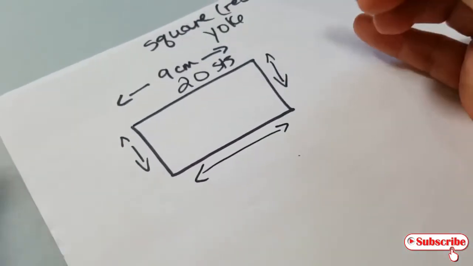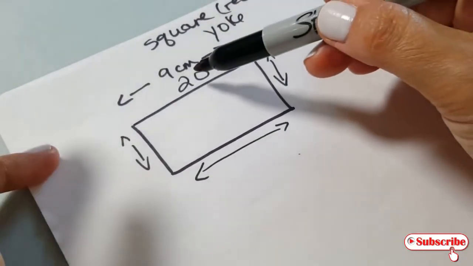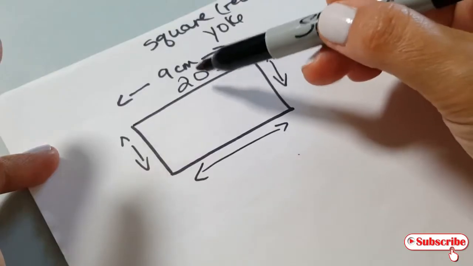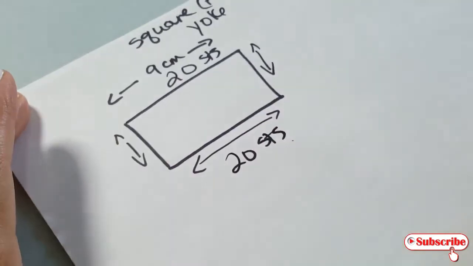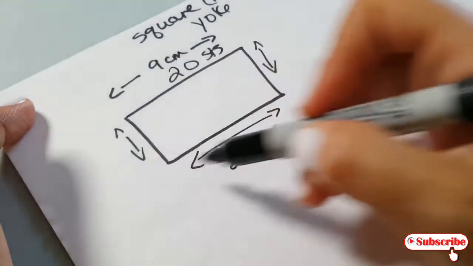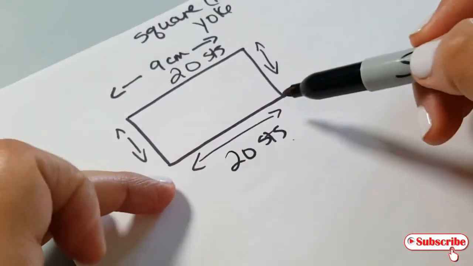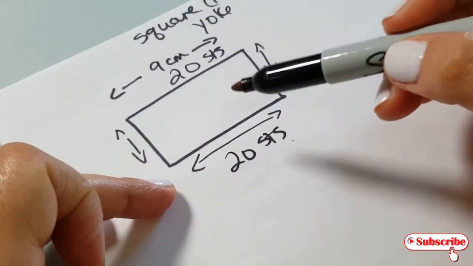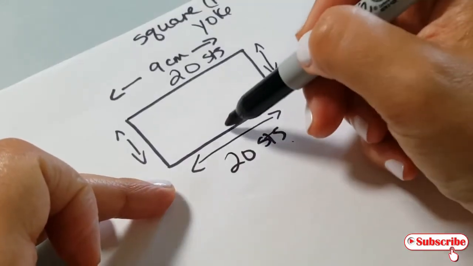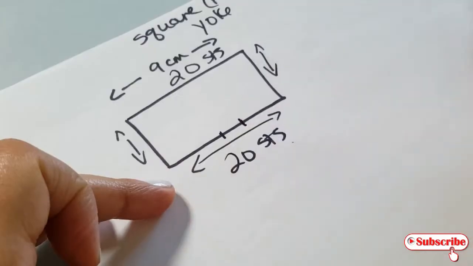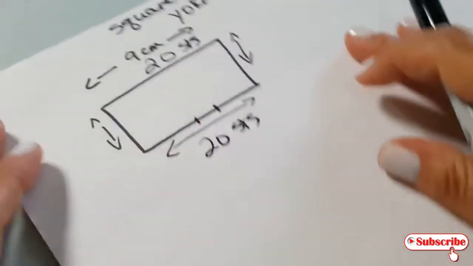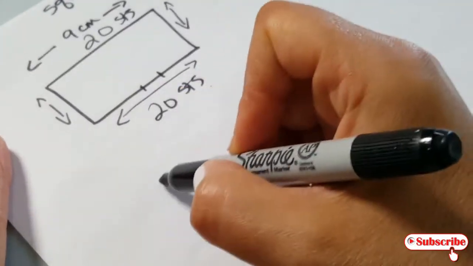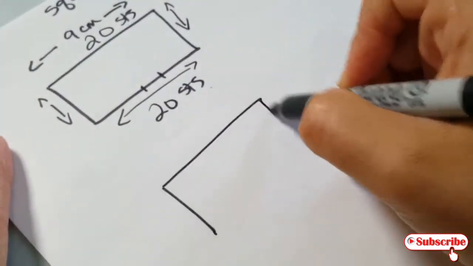Now, if we're working with a square yoke, 20 stitches in the back will be the same as in the front. Now this is assuming that we are creating a pullover. If you are creating a cardigan, you're going to have to leave an opening at the front. Okay, so let me just move over here and create one for a cardigan.